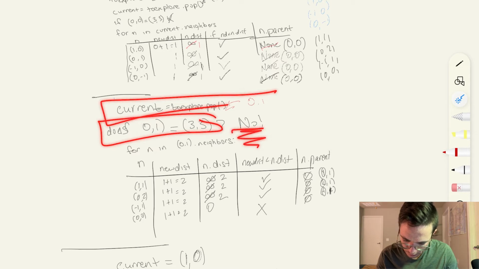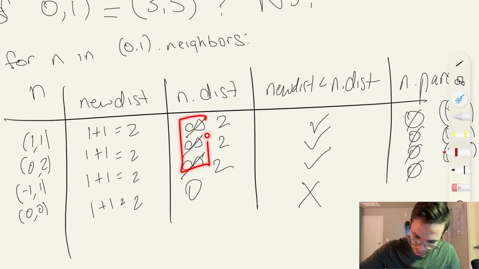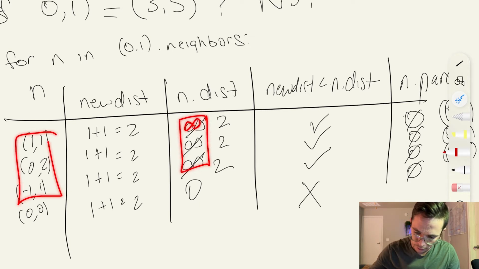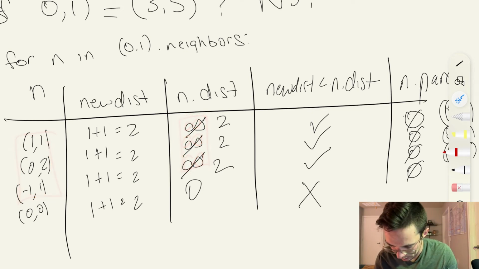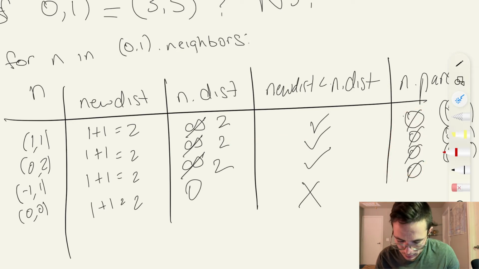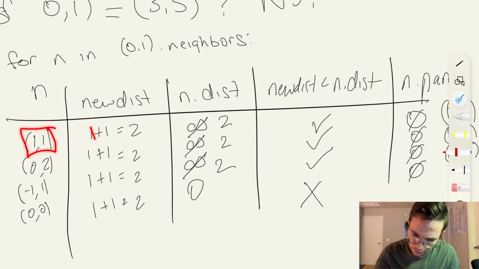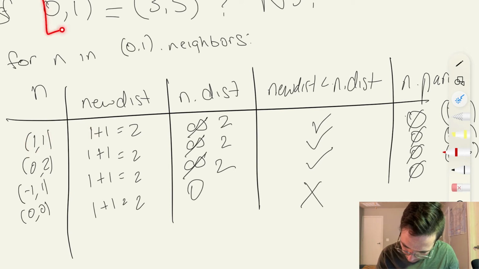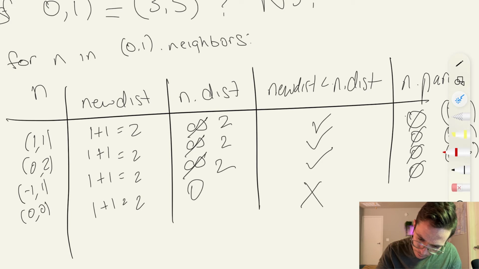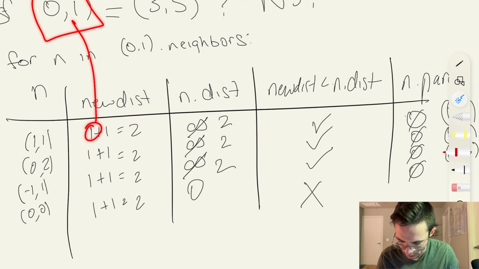We're going to check its neighbors 1, 1, 0, 2, negative 1, 1, and 0, 0. Now, most of these nodes have never been visited before, namely this one and this one, so their distances are going to be infinity, and their parents before this are going to be null or None. Now notice their new distance. Remember, 0, 1 has a distance of 1 already because of this line up here. So we start by saying the current distance of 1 plus the edge weight distance of 1. So the new distance for all of these is going to be 2.